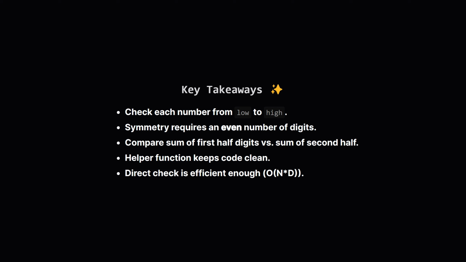Okay, let's quickly recap the main points. The core idea was to simply check every number in the given range. The definition of a symmetric integer was key. It must have an even number of digits, and the sum of the first half of the digits must equal the sum of the second half. We saw that converting the number to a string makes it easy to check the length and access the digits. Using a helper function for the symmetry check made our main loop much clearer. And finally, because the range of numbers wasn't too large, this straightforward checking approach was efficient enough to pass, with a time complexity related to the size of the range times the number of digits.